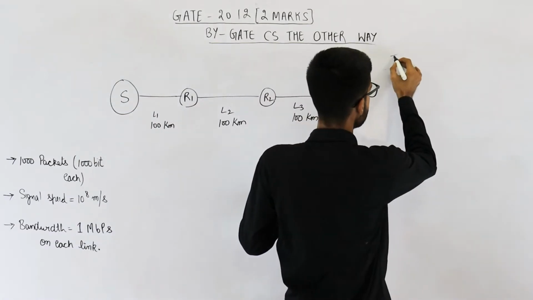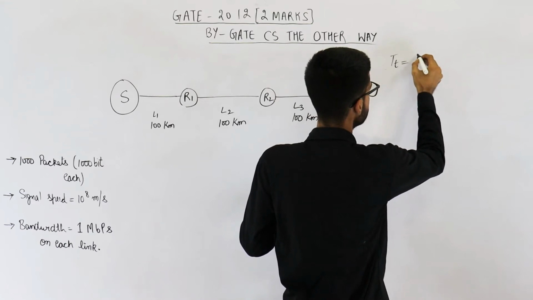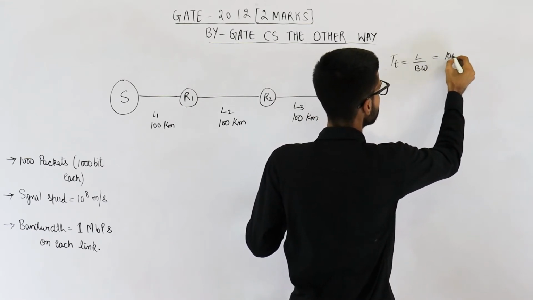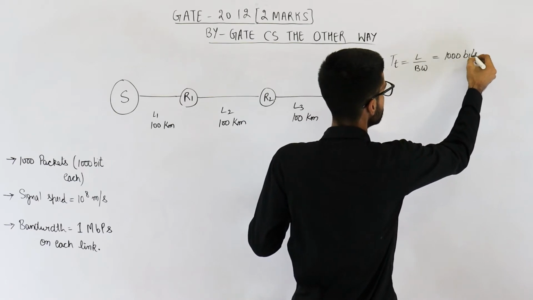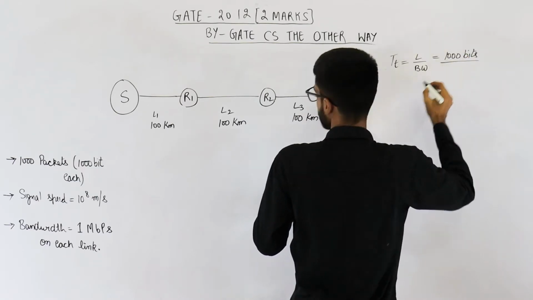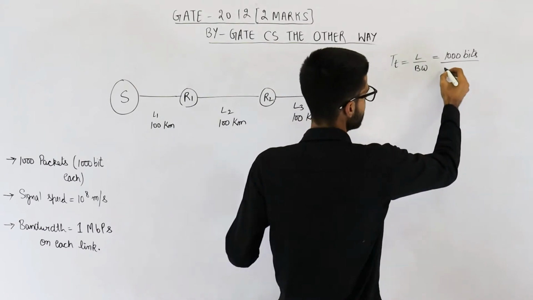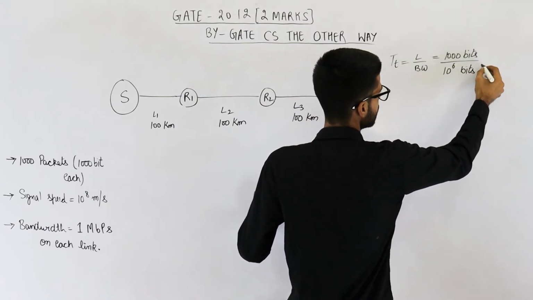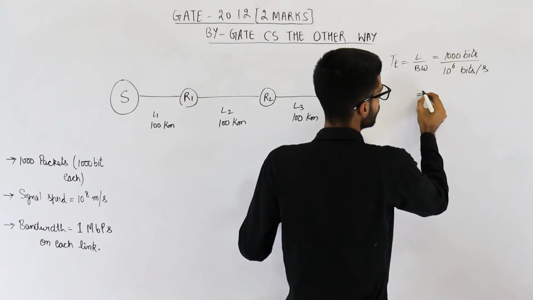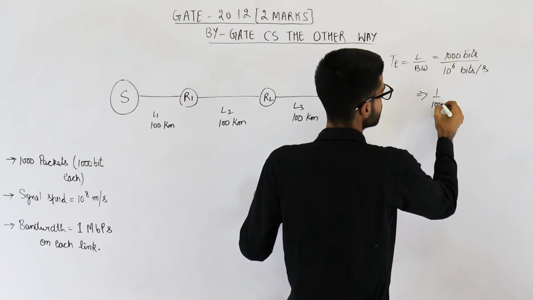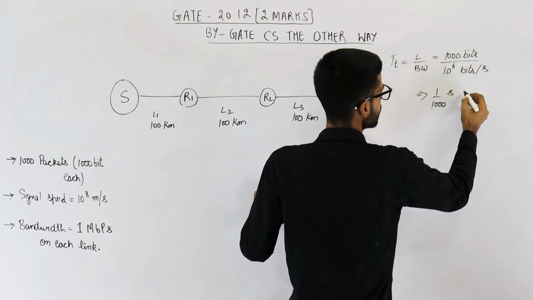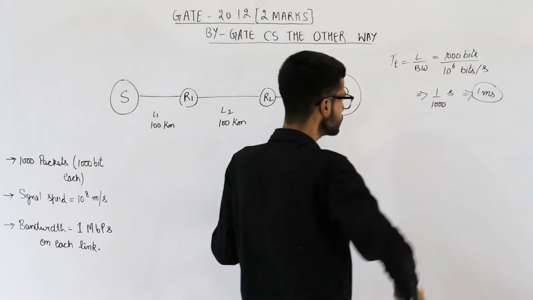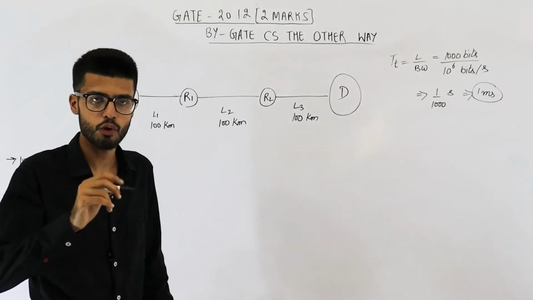So transmission time for one packet will be length of the packet divided by bandwidth. Length of the packet is 1000 bits. Bandwidth is given as 1 Mbps here. So 1 Mbps means 10 raised to the power 6 bits per second. This will be equal to 1 divided by 1000 seconds, which is also equal to 1 millisecond. So this is the transmission time for one packet.